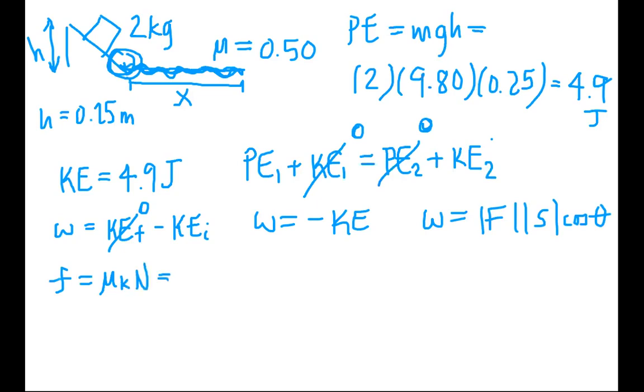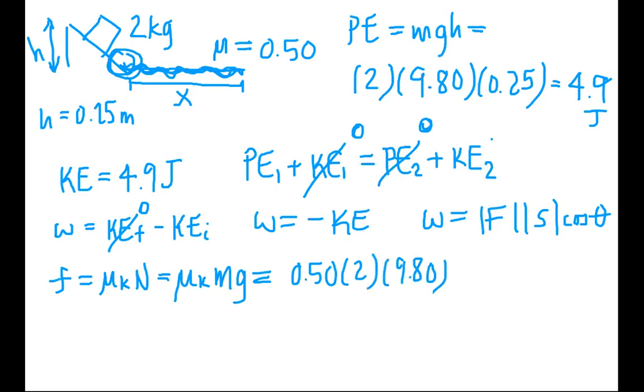And as it's on a horizontal surface, what is the normal force equal to? It would just be equal to the force due to gravity. Yeah, mg. So we can say that that is equal to 0.50 times the mass of the box, which is 2 kilograms, times 9.80, which gives us 9.80 newtons.